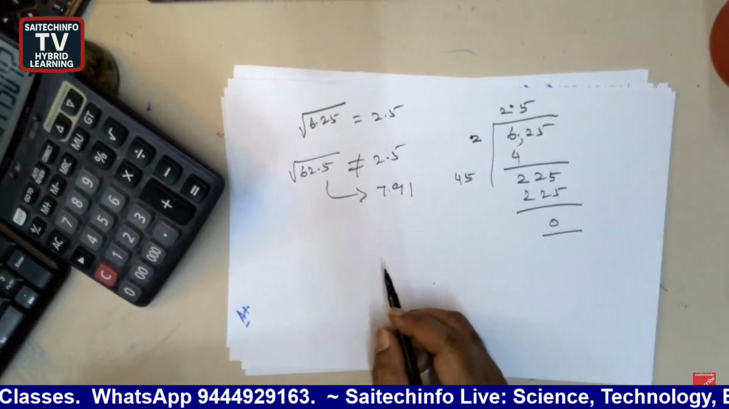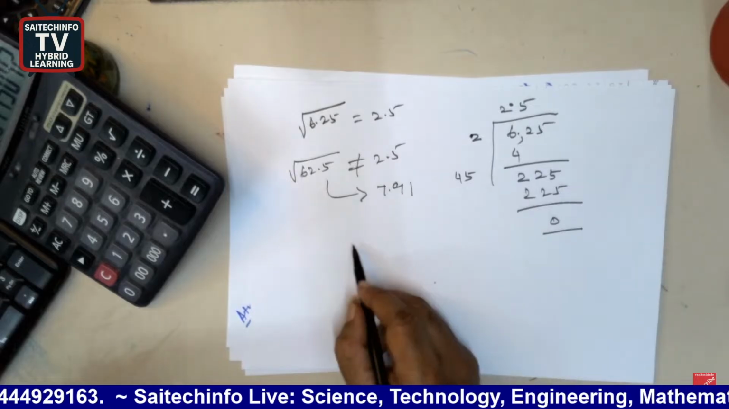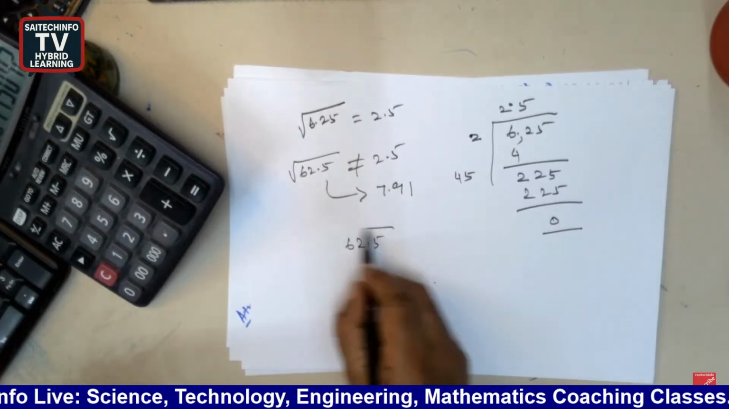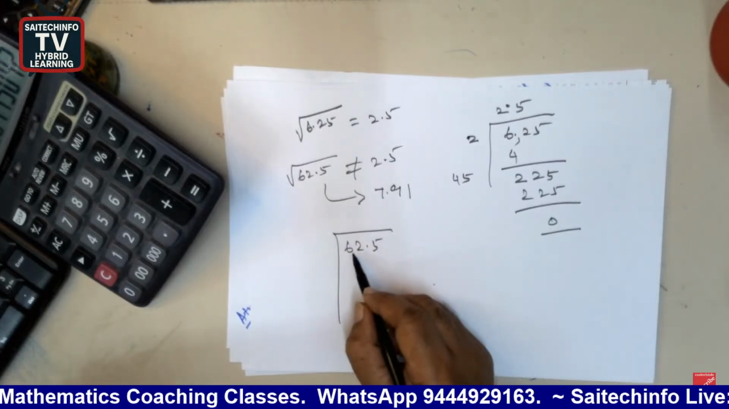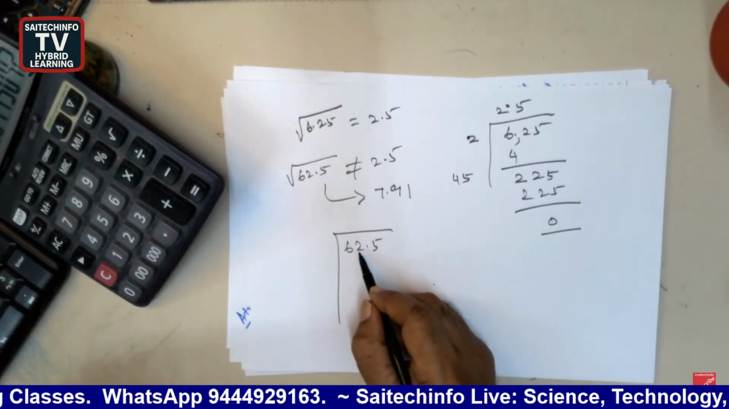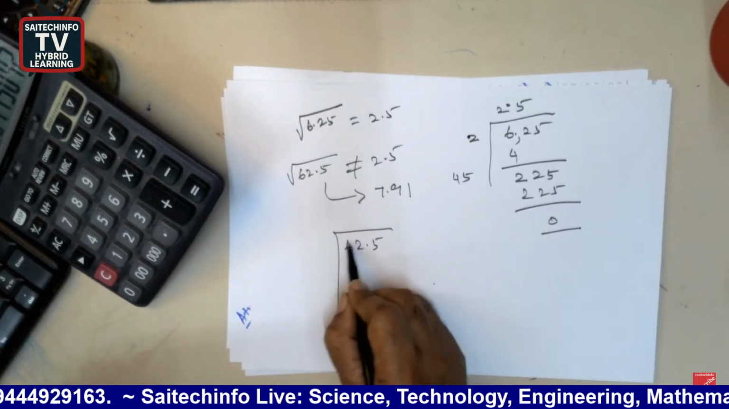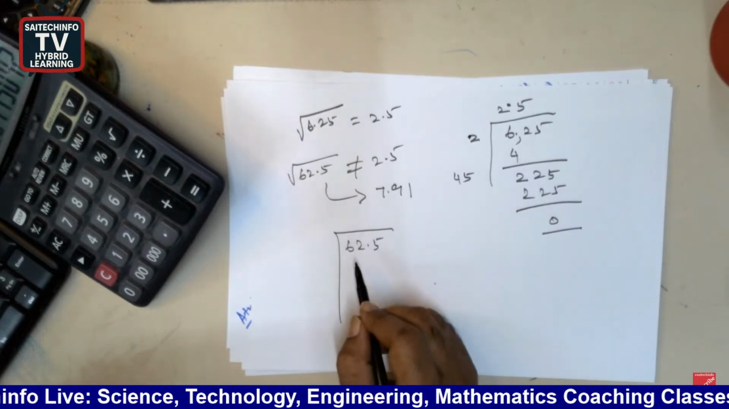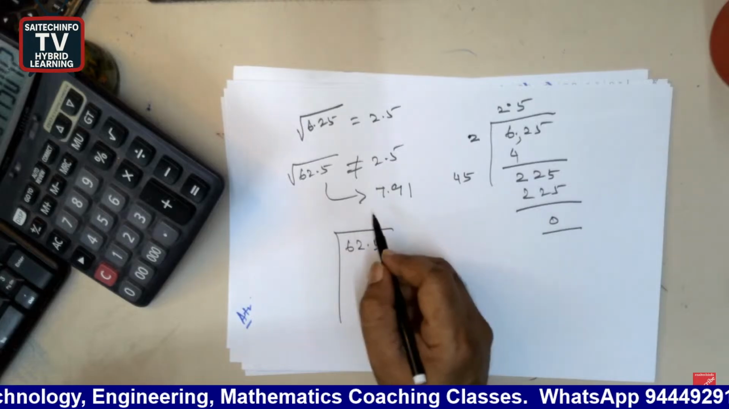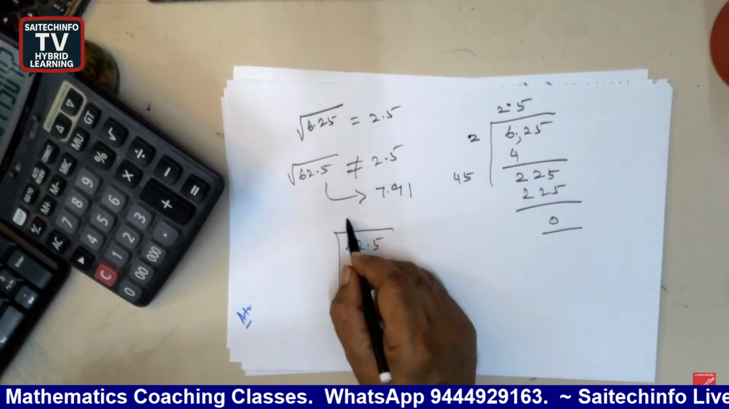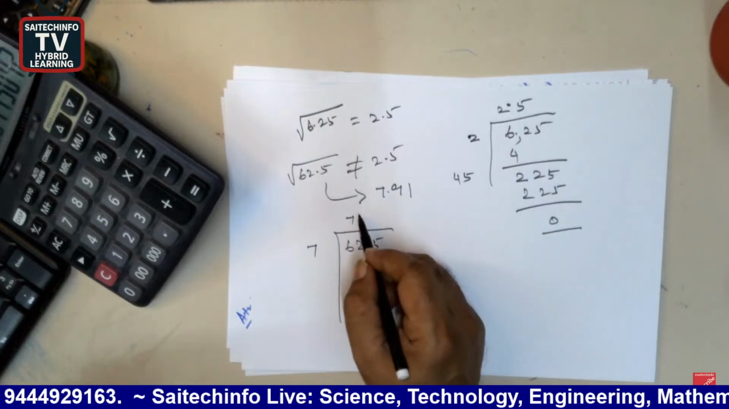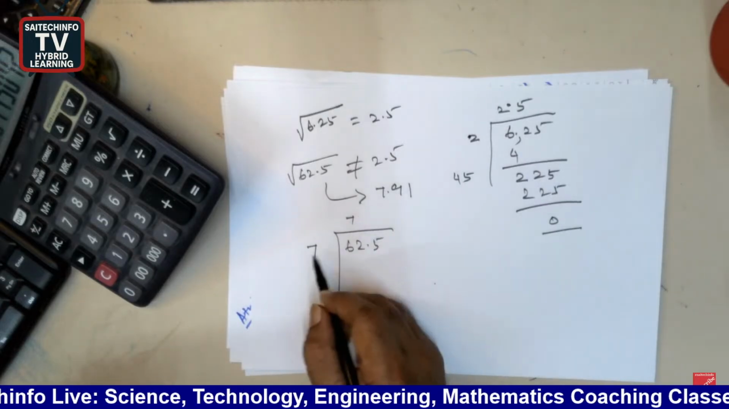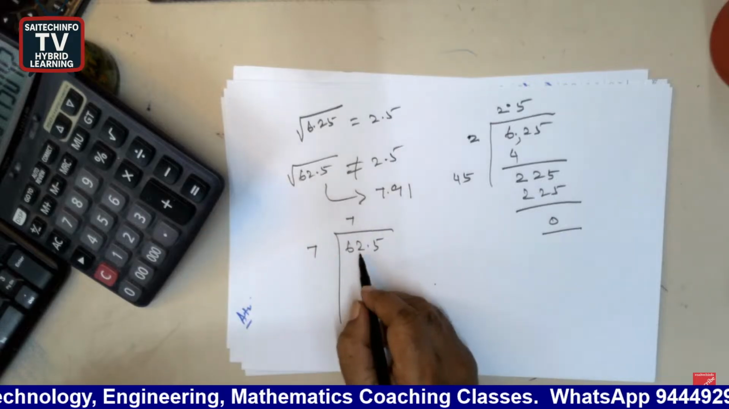Okay. Shall we check? 62.5. So now you have to consider 2 decimals only. Okay. So in that case I cannot take it. I have to consider the whole number in this case. So I had to put 7 only. Okay, I cannot put 8. 8 8s are 64. So I have to consider 7. You have to consider the decimal, I mean the whole number only.